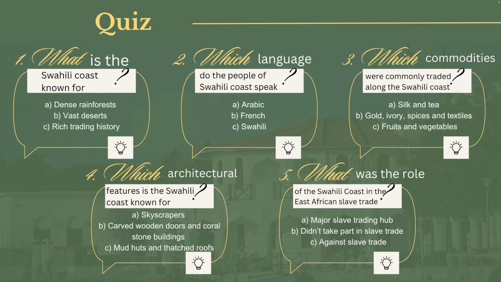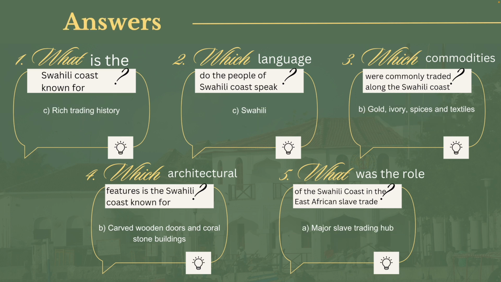C, fruits and vegetables. Question 4. Which architectural features is the Swahili Coast known for? A, skyscrapers. B, carved wooden doors and coral stone buildings. C, mud huts and thatched roofs. Question 5. What was the role of the Swahili Coast in the East African slave trade? A, major slave trading hub. B, didn't take part in the slave trade. C, against the slave trade. All right, so answers now.